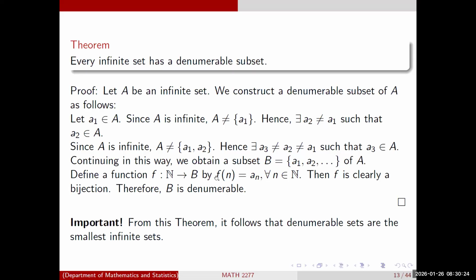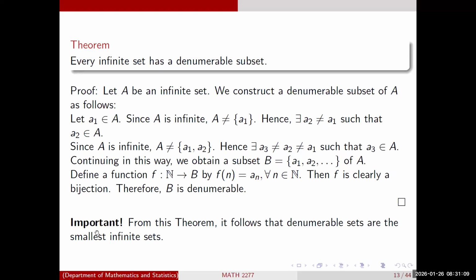So this function is clearly a bijective function, right? Because every element of B is assigned a natural number n, so it's surjective, and no two elements of B are the same. Notice that. Why are no two elements of B the same? Because that is how B was constructed. Remember, in the construction, I always took my next A to be different from all the A's I had previously. So by construction, no element in B is repeated. Therefore B is denumerable.